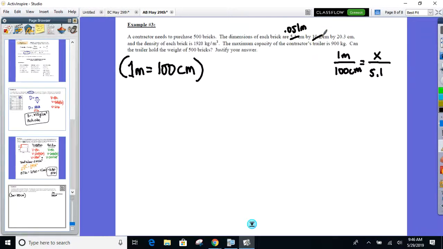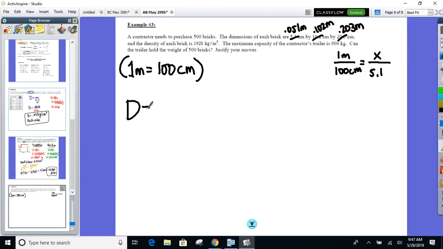Do it to the 10.2. You don't need to set up another proportion. You know you got to divide now. So 0.102 meters. And then what about your 20.3? 0.203 meters. Got it. Okay, you ready? Okay, now I got everything in meters.